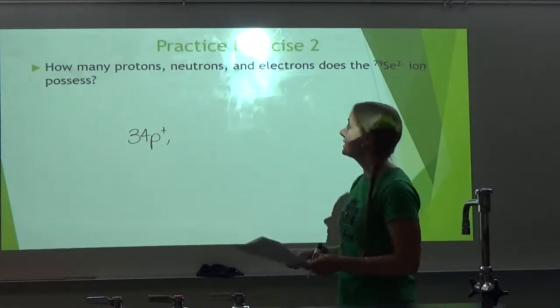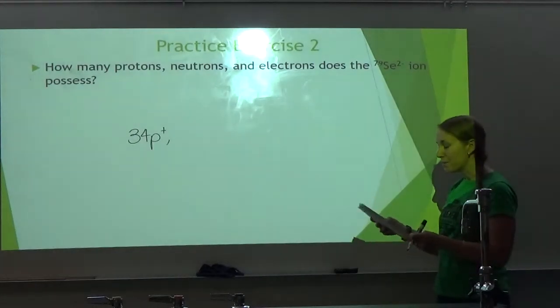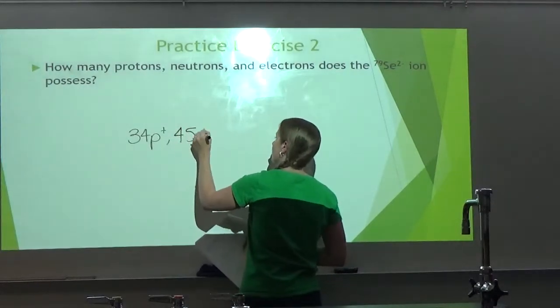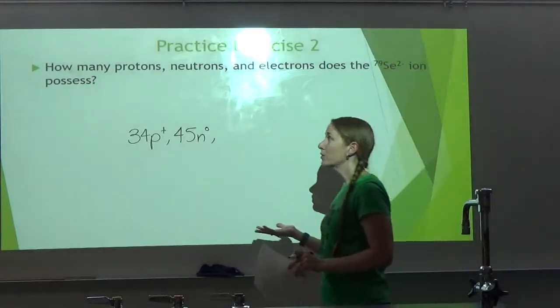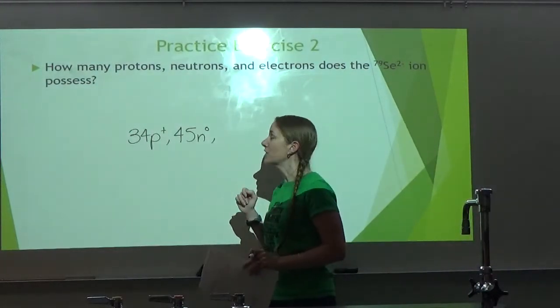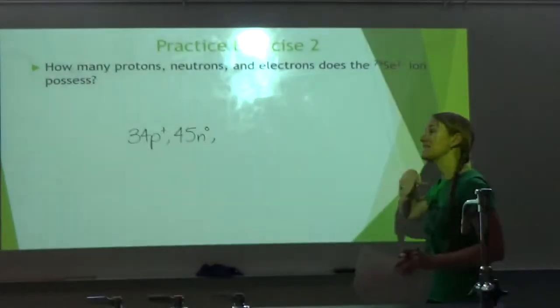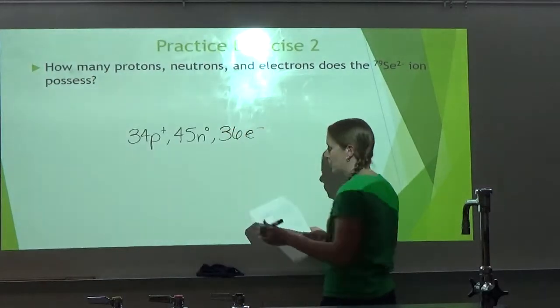Alright, for neutrons, I of course can just subtract. So I do 79 minus 34, and so I got 45 neutrons. And then electrons. A neutral atom would have 34 electrons, because the protons and electrons must cancel. But this has a -2 charge. That means it's gained 2 electrons, so it has 36 electrons.